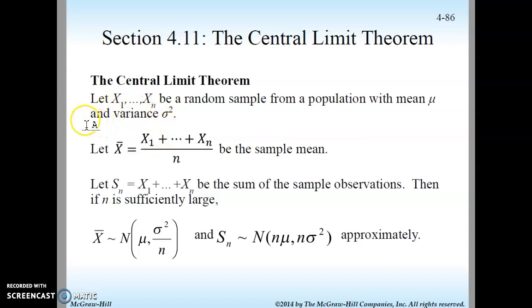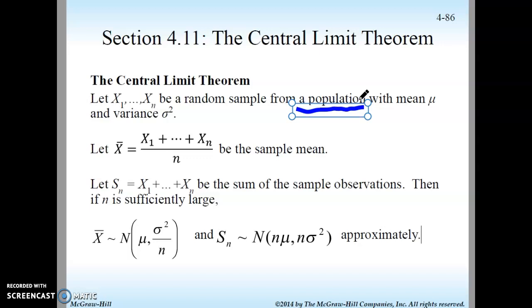It says, let x1 through xn be a random sample from a population with a certain mean and variance. This is one thing I want you to notice: this is just a population. We don't know what kind of population it is. We do not know if it's a normal population, or anything about it. So we're assuming it has a mean and variance, maybe an unknown mean and variance, but it has a mean and variance.